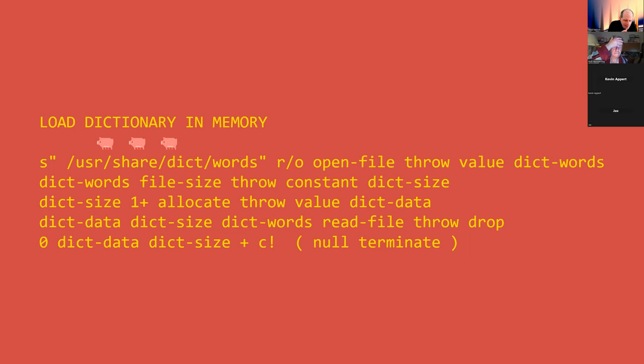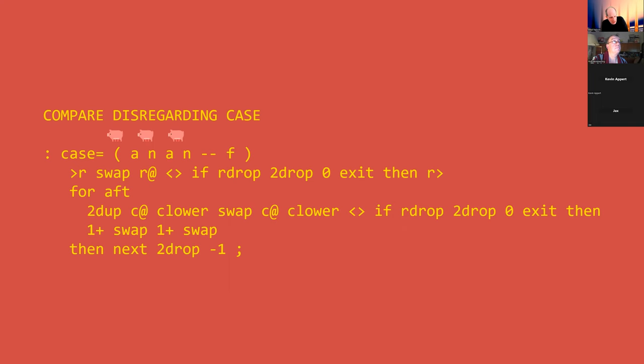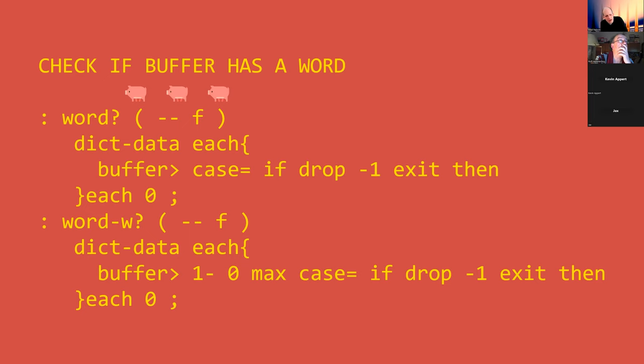So I go ahead and load in the system dictionary, load it into a gigantic buffer, and then I have some words that I borrowed from the Wordle challenge that let me iterate through each of the words in the dictionary. One other problem is that in this situation I want to compare words based on case. But as you'll see later, it turns out that proper nouns are a bit of a wrinkle. And so I add a word to compare words regardless of case. And I have a word to check to see if something is in the dictionary.